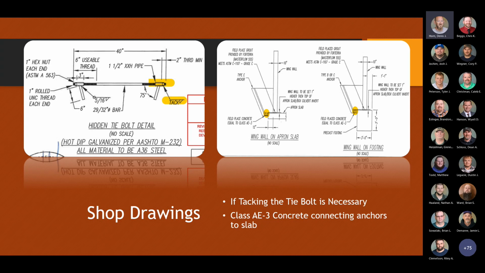To anchor the wing anchors to the apron slab or wing wall footing, the design calls for concrete to be placed in the gap. The contractor made sure the area was all ready for approximately 4 to 6 inches of Class AE3 concrete, which is called out in the plans. They ordered the AE3 concrete from a local supplier and poured around all 4 wing footings, anchors to lock into place.